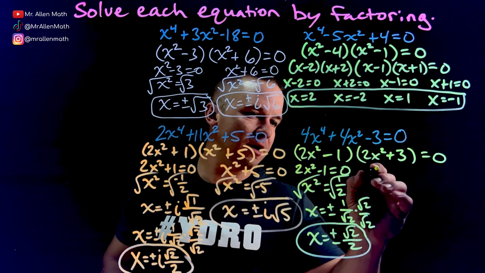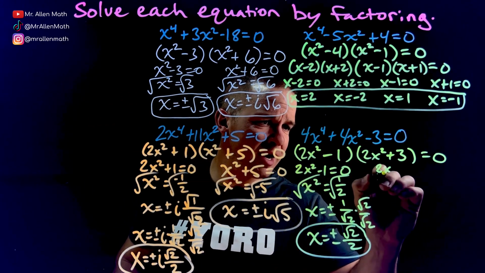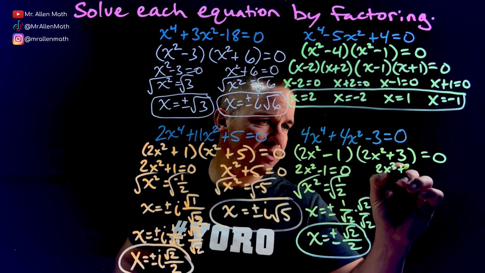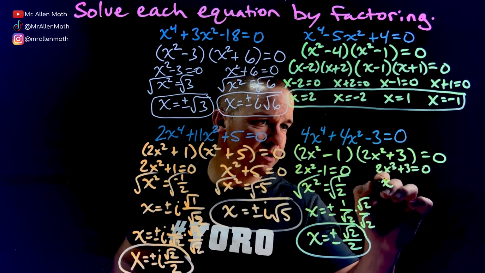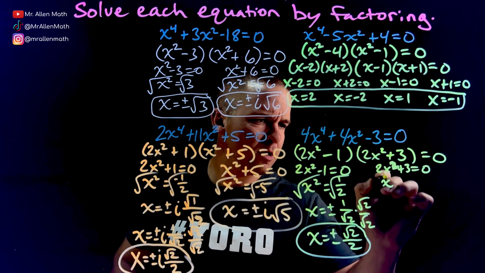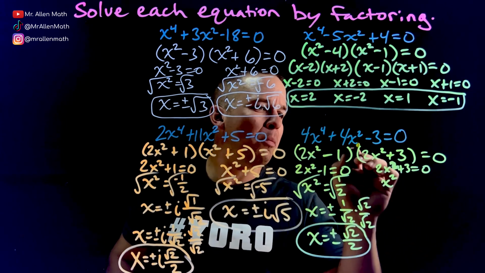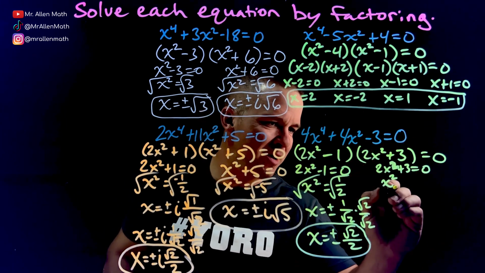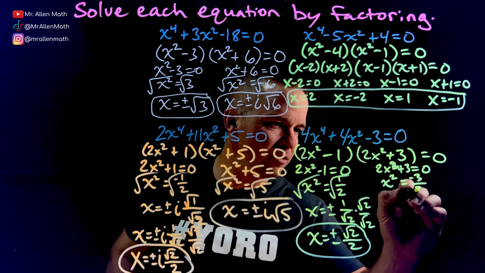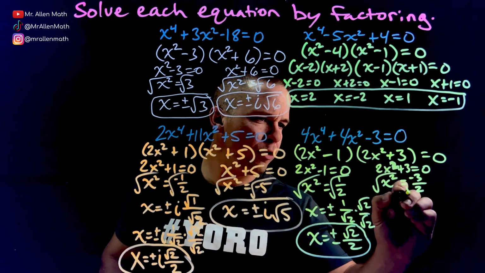All right, next one here. We got ourselves 2x cubed plus 3 equals 0. So I'm going to have x, why did it say cubed? Squared. All right, so 2x squared plus 3 equals 0. I'm going to subtract 3, divide by 2. I'm going to get negative 3 over 2. And then I'm going to square root on both sides.